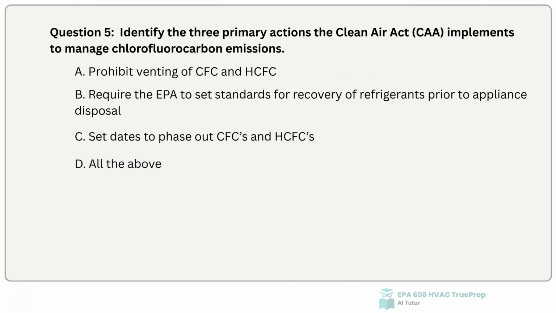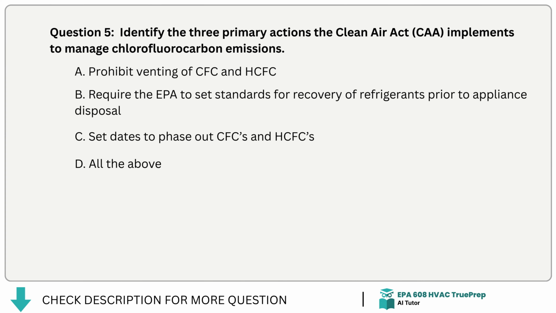Question 5. Identify the 3 primary actions the Clean Air Act, CAA, implements to manage chlorofluorocarbon emissions. A. Prohibit venting of CFC and HCFC. B. Require the EPA to set standards for recovery of refrigerants prior to appliance disposal. C. Set dates to phase out CFCs and HCFCs. D. All the above. The correct answer is D.